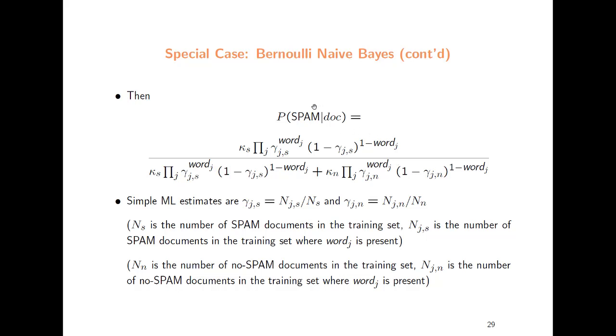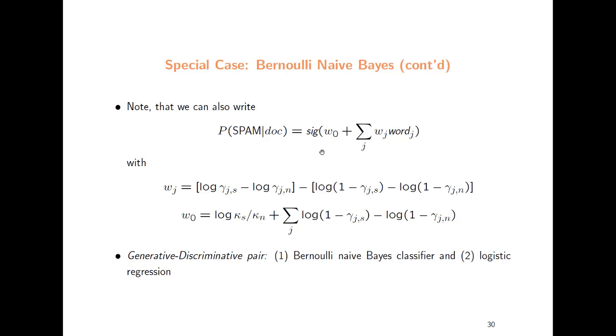And now it almost looks like a sigmoid. And again, we are dividing by this denominator. Then this is the 1, this is the 1, and this is a quotient of two terms. And we again get a sigmoidal behavior, where we get an offset and a weight for every word. And this Wj is the difference between the logs of these gammas for spam minus non-spam, and a minus log of 1 minus gamma minus log of 1 minus gamma for the spam and the no spam case. And we also get an expression for this W naught.